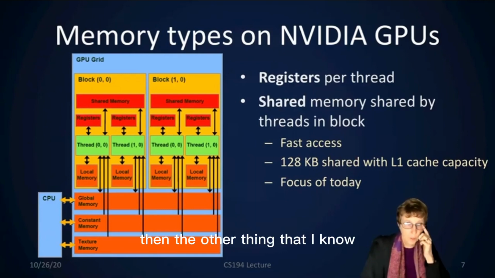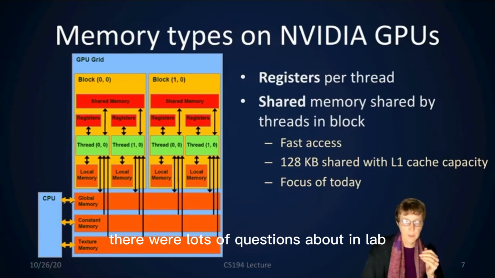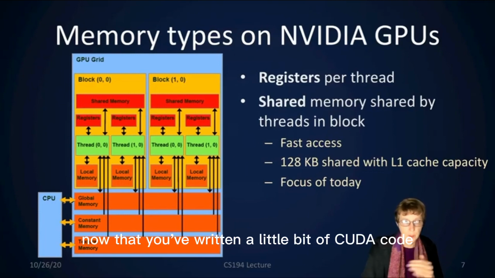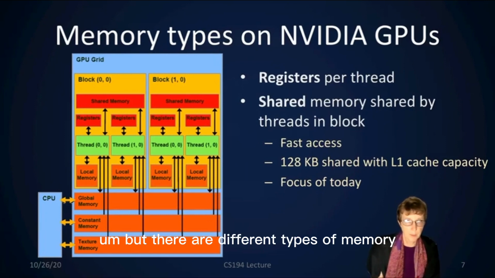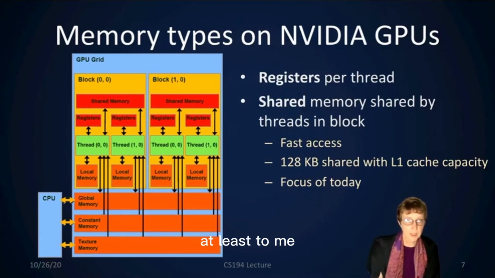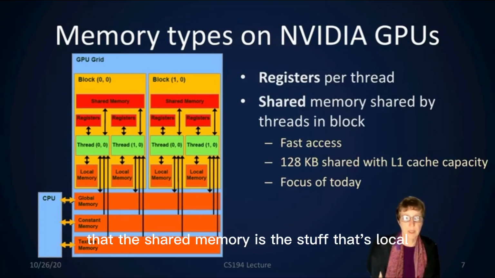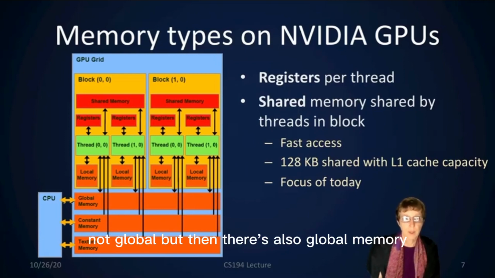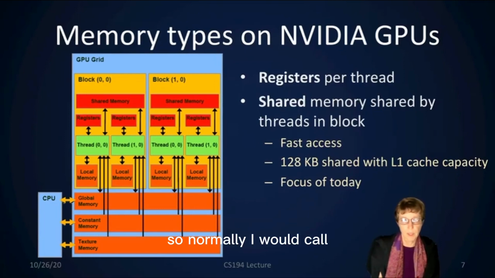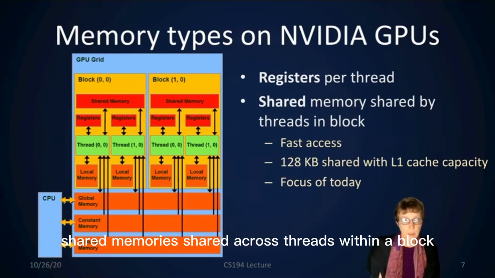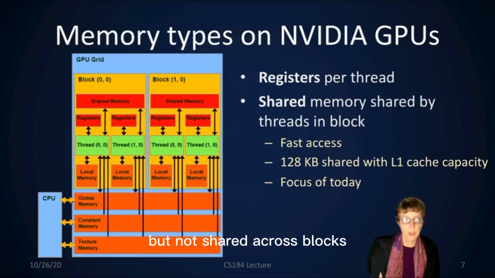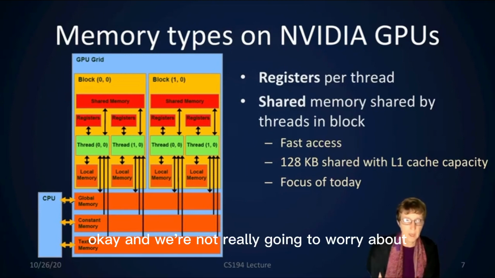Okay, and then the other thing that I know Ben said there were lots of questions about in lab. Hopefully it's more clear now that you've written a little bit of CUDA code, and maybe a little bit more even for the homework, but there are different types of memory, and the terminology here is confusing, at least to me, in the sense that the shared memory is the stuff that's local to a block, not global, but then there's also global memory. So normally I would call shared memory things that are shared across threads. Shared memory is shared across threads within a block, but not shared across blocks. Okay, and we're not really going to worry about texture memory and constant memory so much.